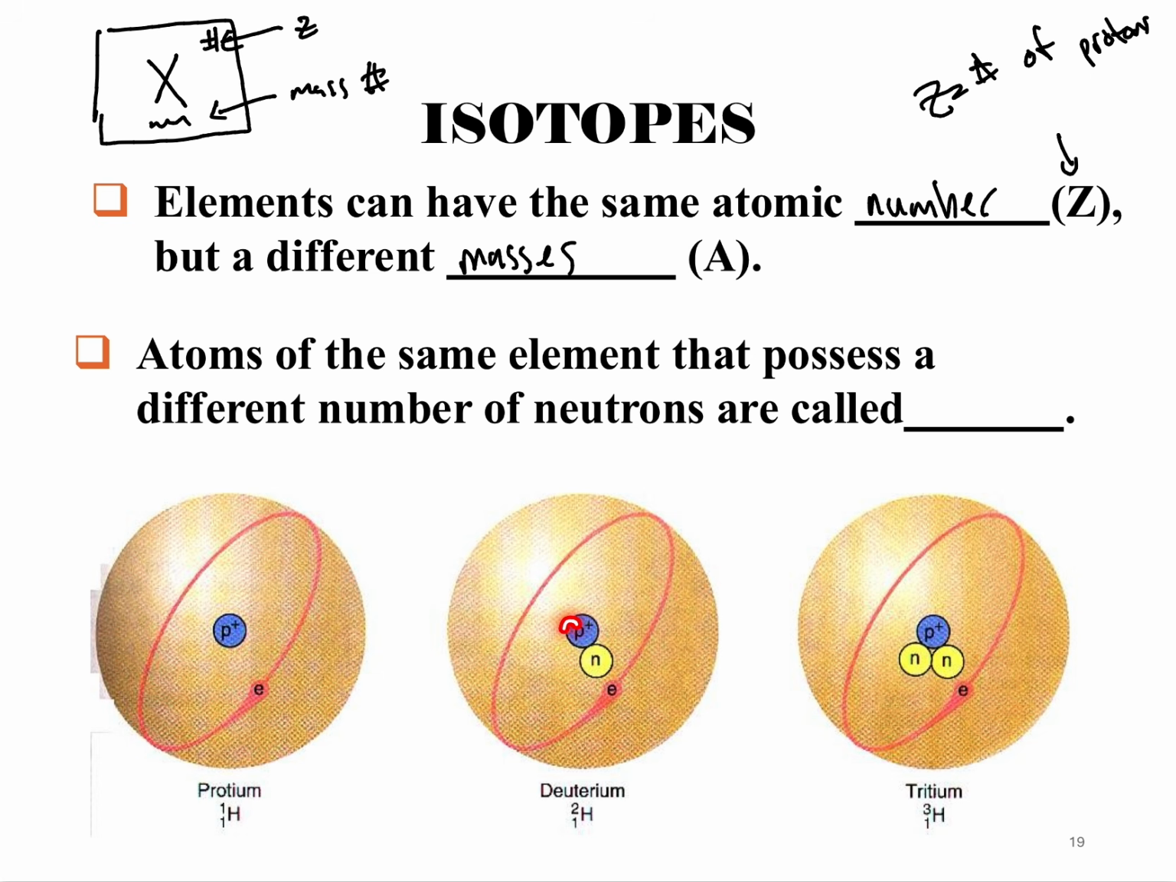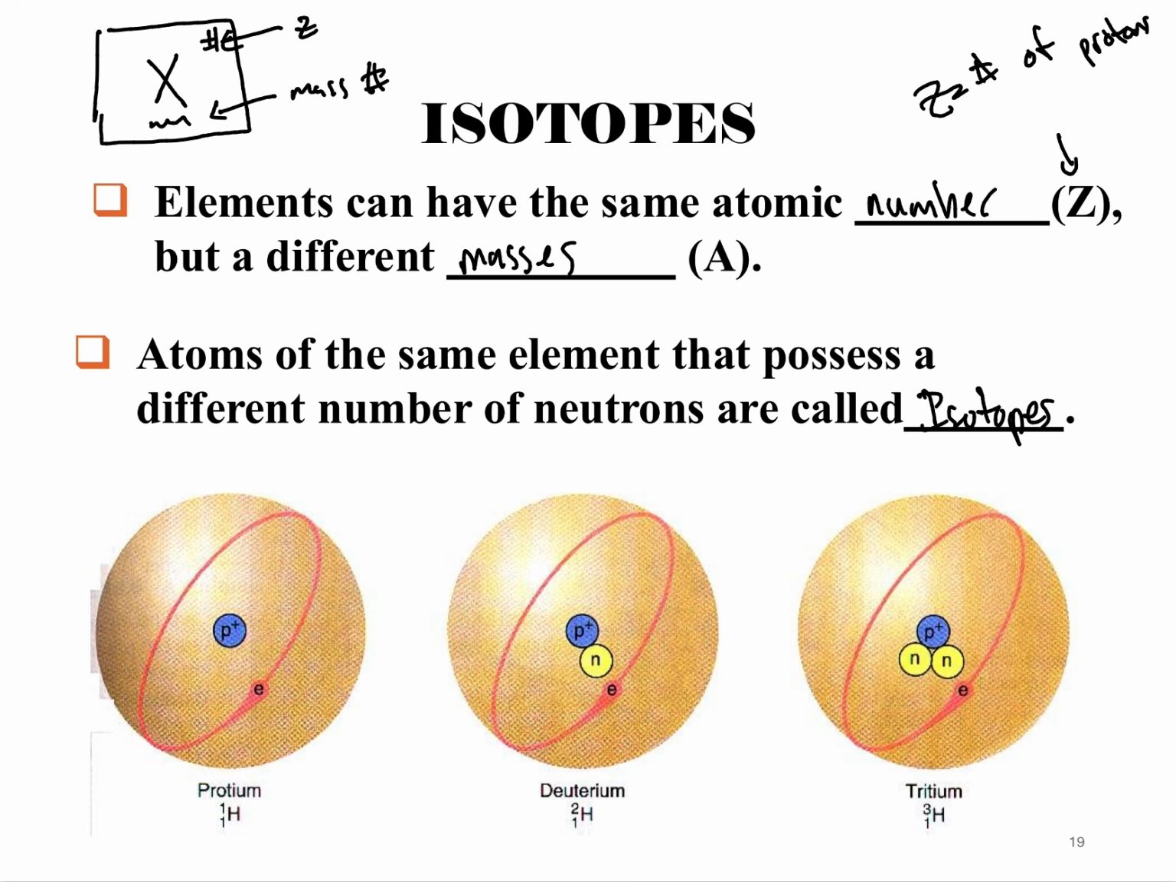Deuterium is going to have one proton, one neutron and one electron. It still has the identity of hydrogen because it has one proton. And then tritium is going to have two neutrons and one electron. It still has the identity of hydrogen because it has one proton, but now it has two extra neutrons. That's how we define what isotopes are: the same atomic number, but different masses.